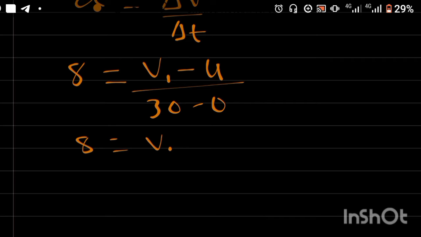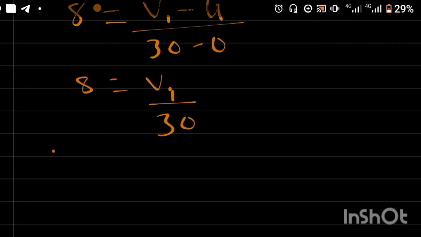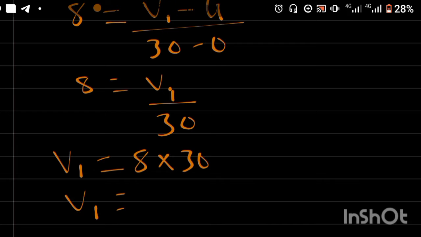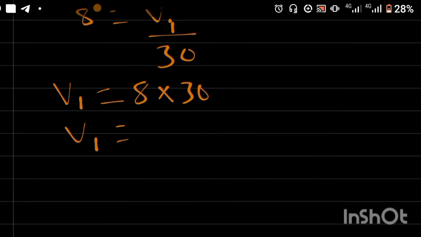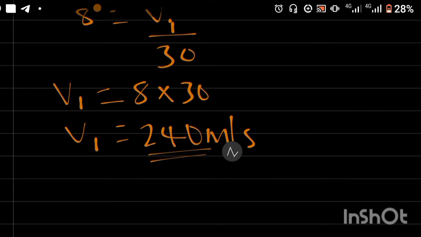over 30 minus 0. The initial velocity is 0, the velocity at the origin. Therefore, my V1 is equal to 8 times 30. V1 is equal to 240 meter per second. This is the velocity attained at the end of the 8 meter per second square acceleration.